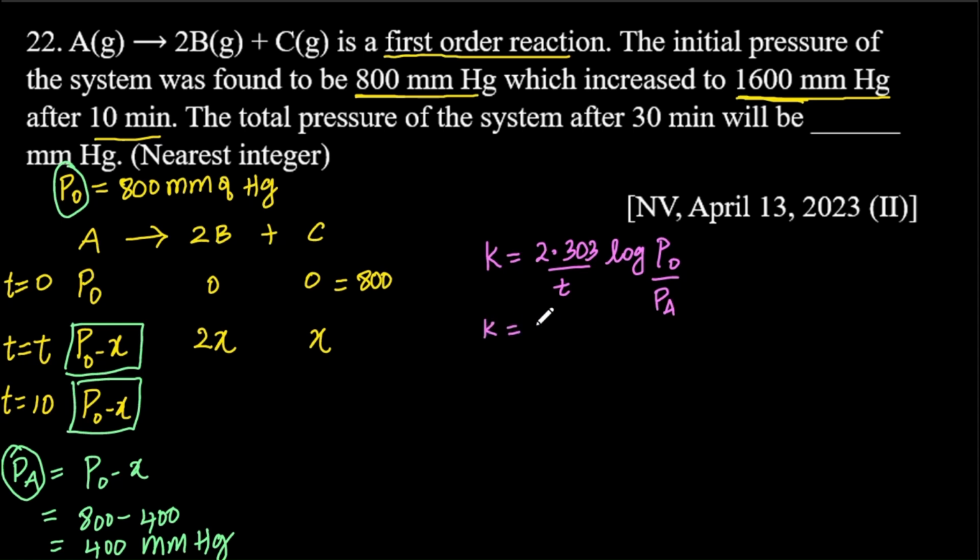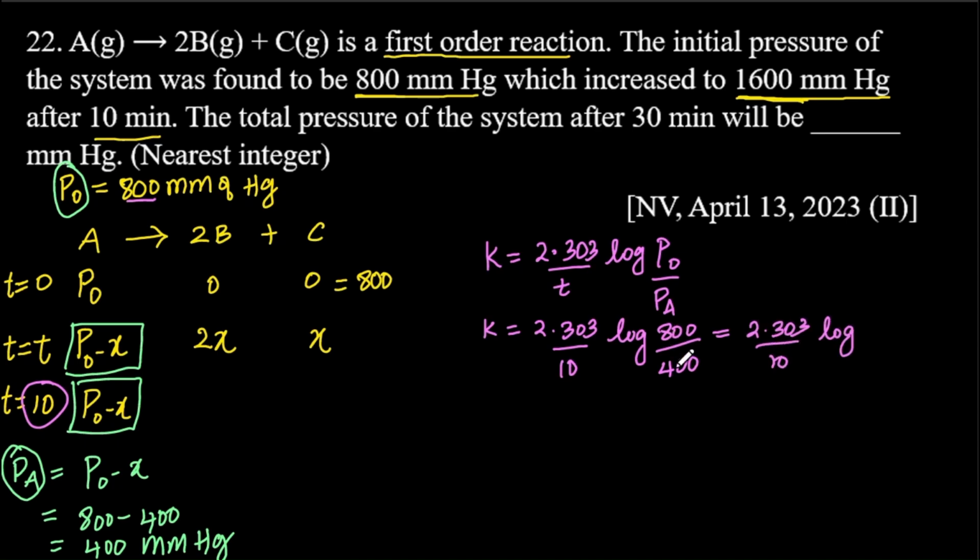So rate constant is equal to 2.303 divided by T. T is 10 minutes. 10 into log of P0 value is 800 divided by PA value is 400. So which is equal to 2.303 divided by 10 log of 800 by 400 is 2. So we got the rate constant value K is equal to 2.303 by 10 into log 2. So now what is the question?